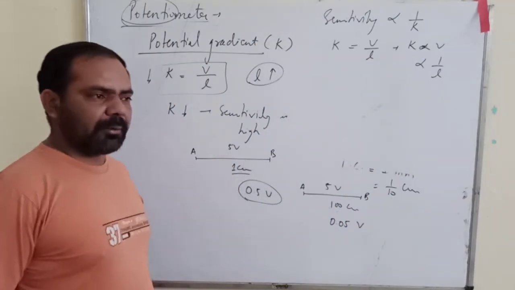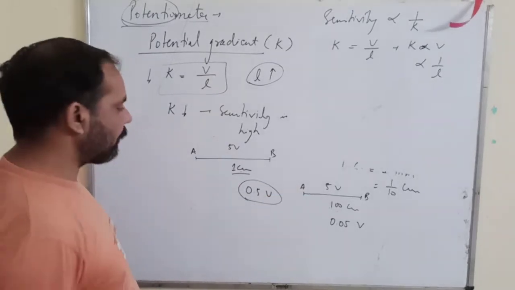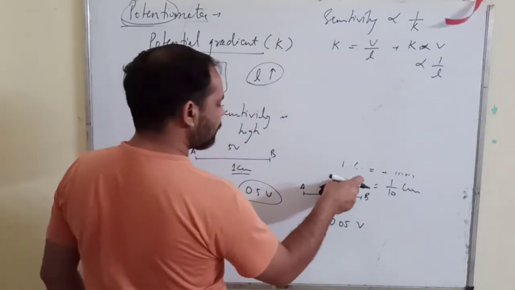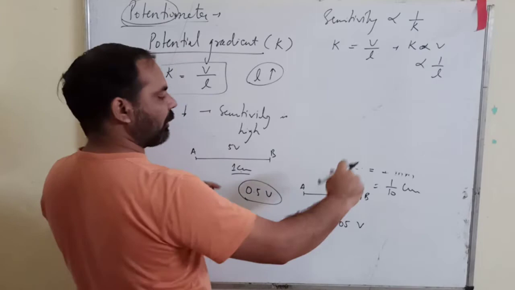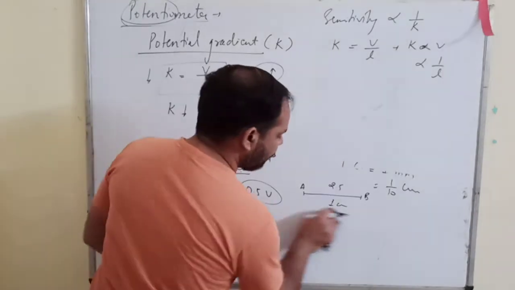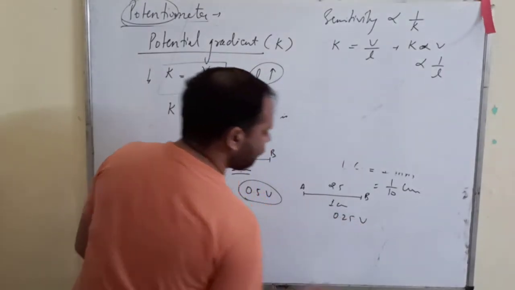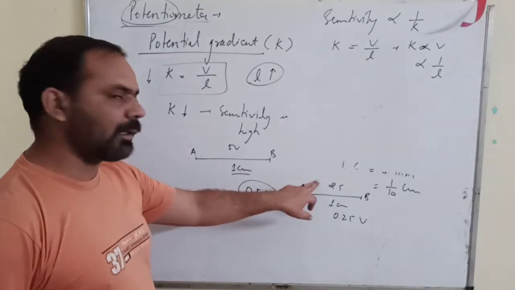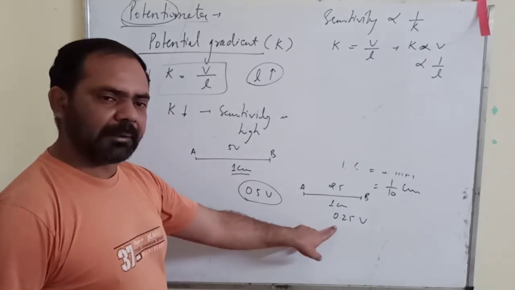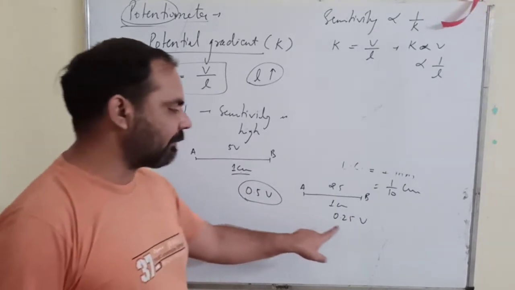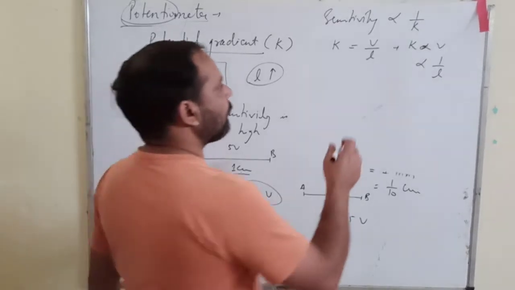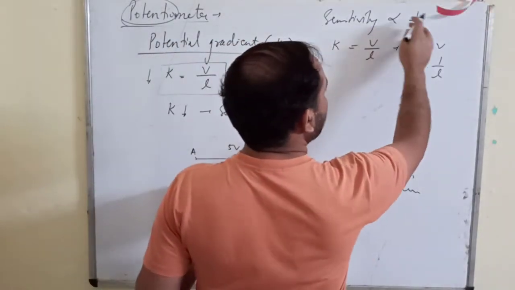One thing you can also do: if you don't want to change the length, suppose you want to keep it 1 centimeter only, then you will have to reduce the potential drop. Suppose it becomes 2.5 volt. Now you can measure up to 0.25 volt. By decreasing the drop on the wire, you increased the sensitivity. Before you could only measure up to 0.5, now you are able to measure up to 0.25, half of that. So this is also a way.